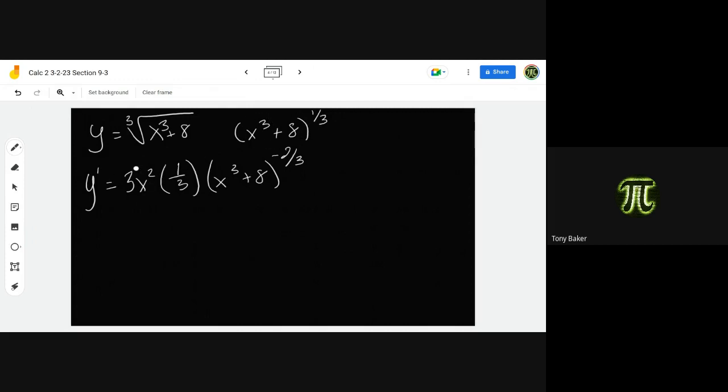That's 3x squared. And then I do the derivative of this as if it was u or whatever else. So u to the 1/3 is 1/3. You bring the 1/3 down and you subtract 1. And that's where the negative 2/3 comes from. Okay? So if I cleaned all this up, I would get x squared over the cubed root of x to the 3rd plus 8 squared.